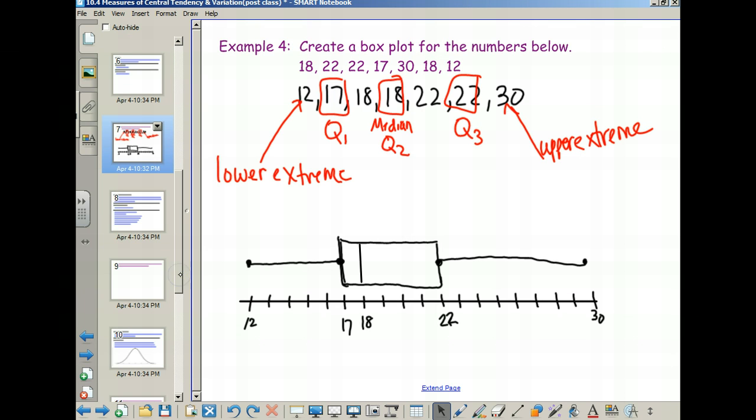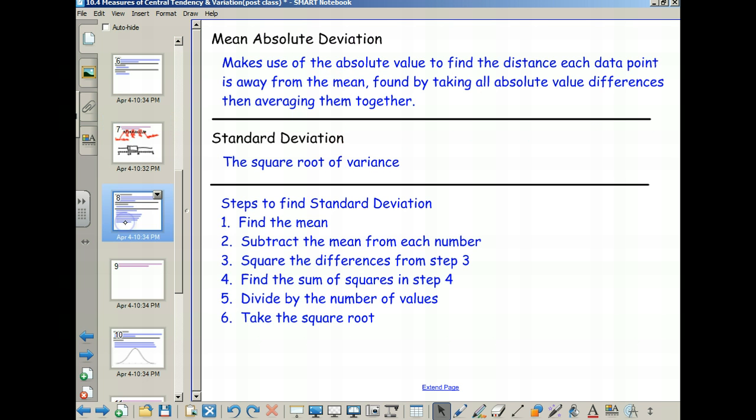All right, another way to talk about how things vary, or the variation in our data, is to talk about the mean absolute deviation, abbreviated MAD. The mean absolute deviation makes use of absolute values to find the distance each value point is away from the mean. What we do is we take the absolute value of all the differences and then we average them. And you see a list of steps on how to do that.